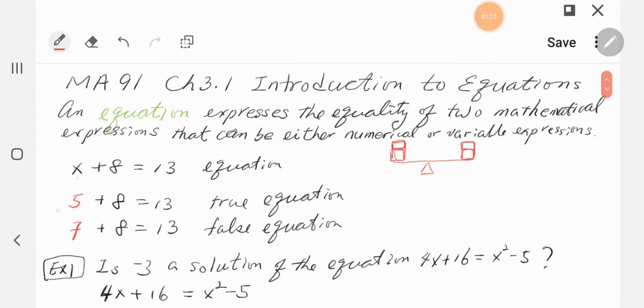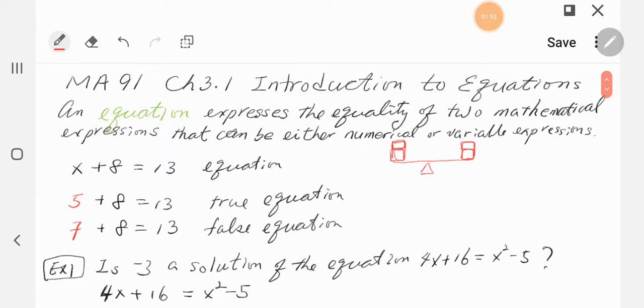So if x equals 5, then 5 plus 8 is 13. Then this equation is true. But if x is other than 5, like 7, then 7 plus 8 is not 13. This is a false equation. So depending on the value of x, in this case, the equation becomes true. In order to satisfy the equation, we must find x, right?